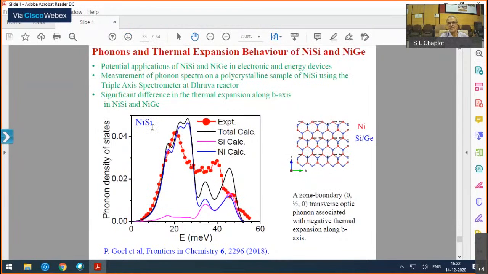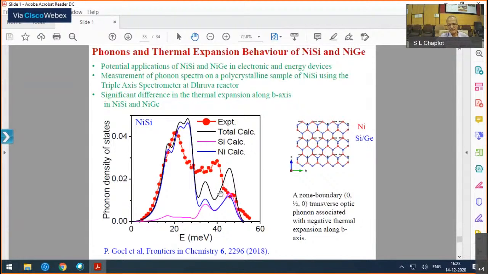Okay, sorry, just one more example. This is just an example of data taken at the Dhruva reactor of the phonon density of states in a sample of nickel silicon. It's not a very complex structure. So that's the measurement, and here there is a calculation also which has contributions. The silicon and nickel contributions are given by the blue term. As you can see here, nickel has a large contribution and silicon has a smaller contribution, and what you measure is actually the sum total of the two. That is the theoretical calculation based on the density functional theory.